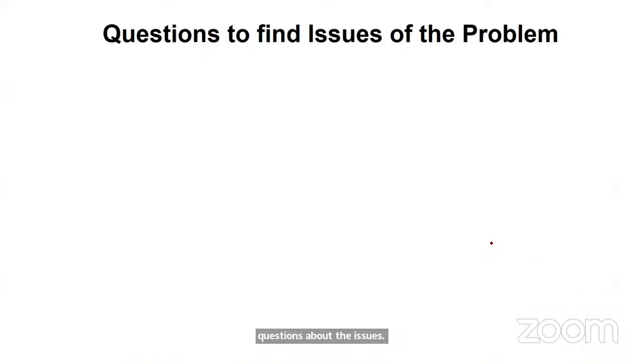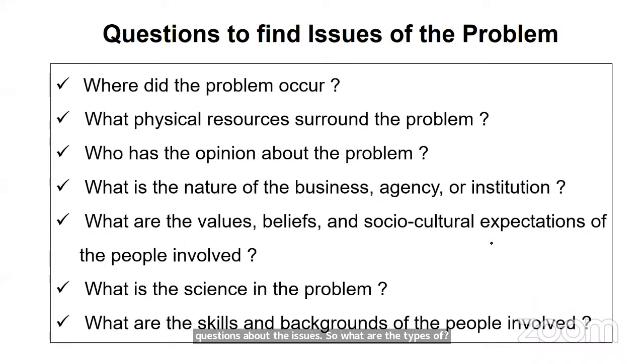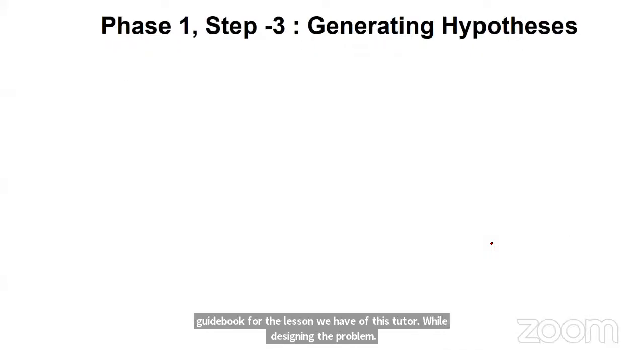So what are the types of questions? Where did the problem occur? What physical resources surround the problem? Who has an opinion about the problem? What is the nature of the business agency? What are the values, beliefs, and socio-cultural expectations? What is the science of this problem? What are the skills and backgrounds of the people involved? So these questions must be written in the tutor's guidebook or the tutor's lesson plan while designing the problem. And step 3 is called generating hypothesis.